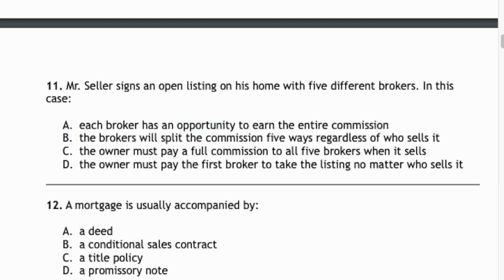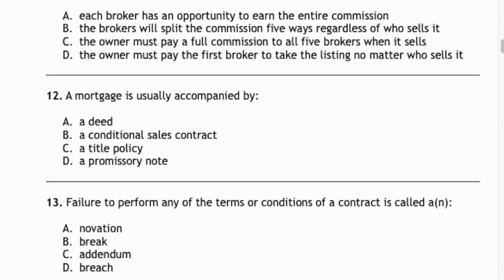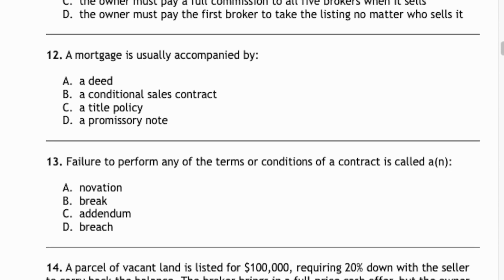The owner does not have to pay full commission 5 ways. The owner doesn't have to split the commission 5 ways, and doesn't give the commission to the first person who accepts the listing. All right. Number 12. A mortgage is usually accompanied by A, a deed, B, a conditional sales contract, C, a title policy, or D, a promissory note.